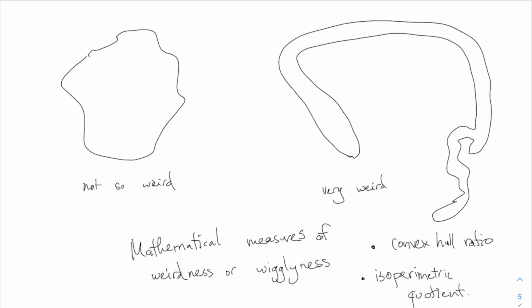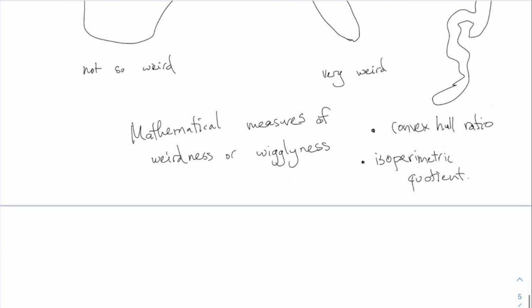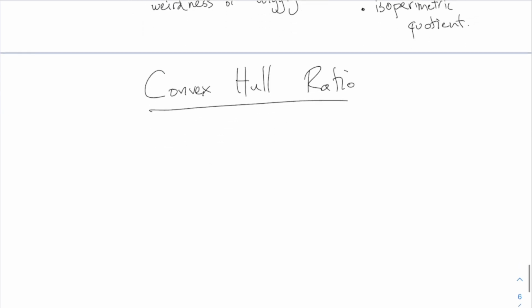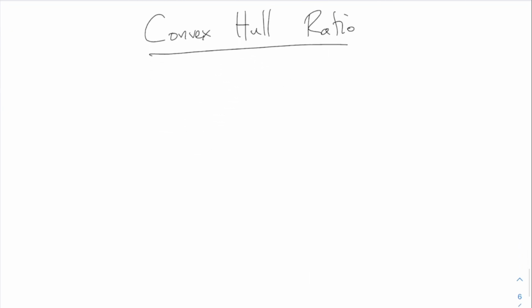All right, let's talk for the next 15 minutes at least about the convex hull ratio. This is something based on a simple geometric construction called the convex hull. You may have seen this word convex before in geometry. Convex describes certain types of shapes. Some shapes are convex, some shapes are not convex. And what it means, I'll draw some examples.